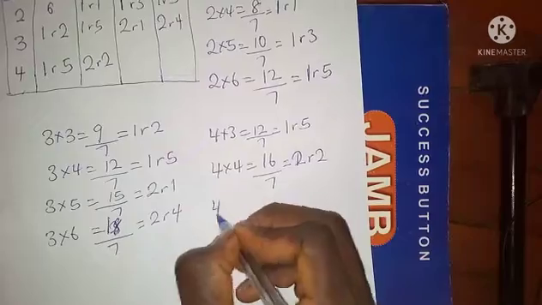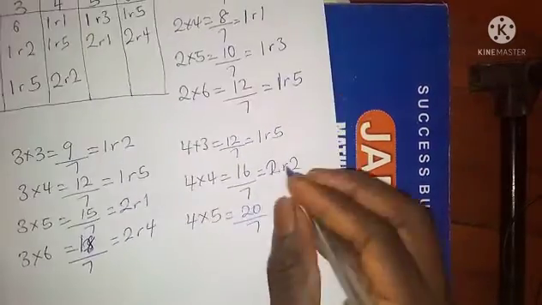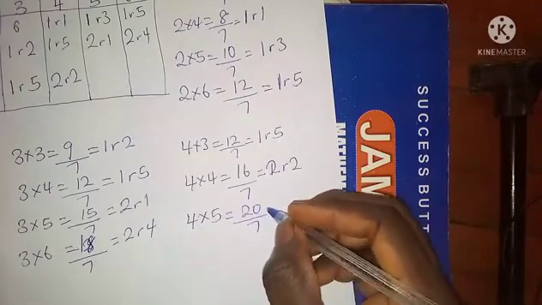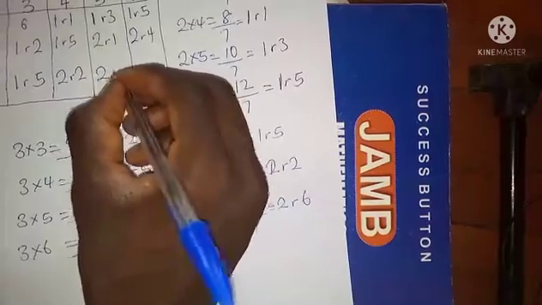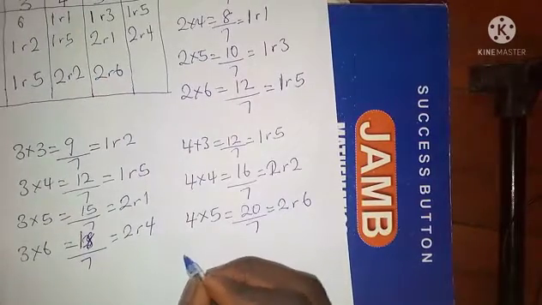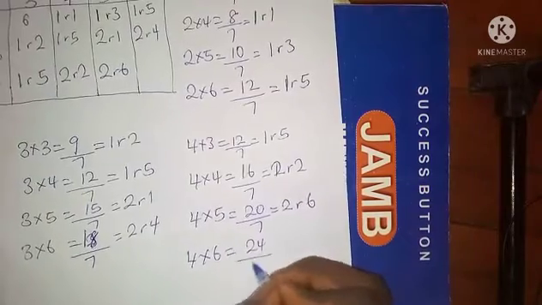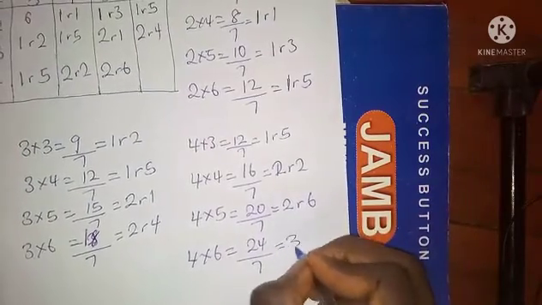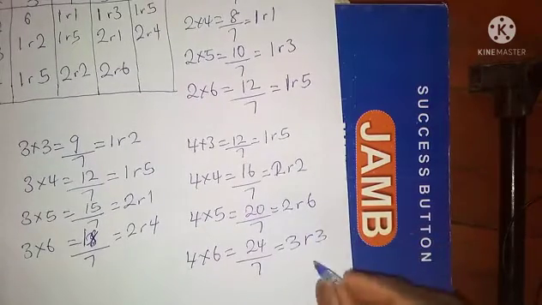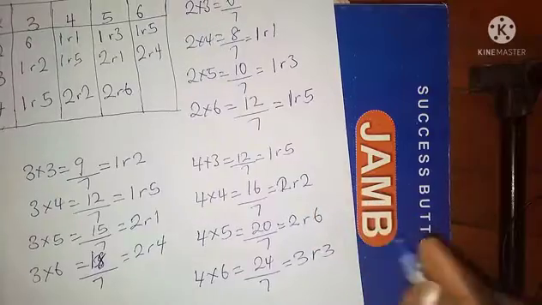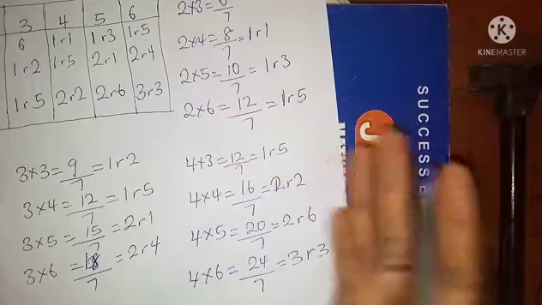And this one we are having 4 multiplied by 5, which is 20 divided by 7. So 7 in 20, we are having 2 remainder 6. 2 remainder 6. So 4 multiplied by 6 is equal to 24, which is the answer. So 7 in 24 is 3. Remainder of 3 again, because 7 times 3 is 21. So you are going to write 3 remainder 3. So these are our final answer.